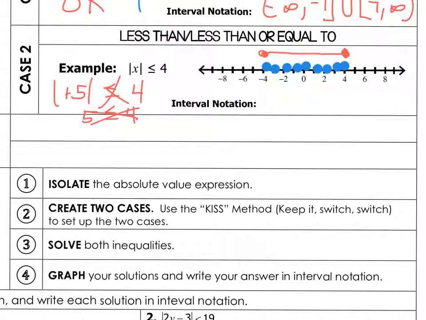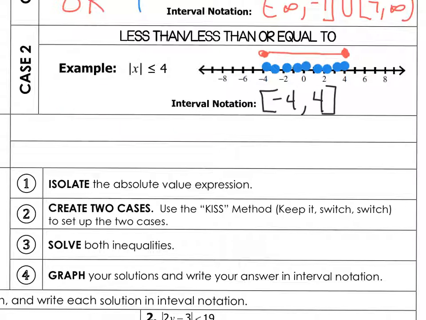So we'll write that in interval notation. And so we have negative 4, comma, 4, both with square brackets because we have an equal to. Now let's notice here that we have an and situation. In the example just above we had an or, and in this one we have an and. Those are both very important pieces of information.